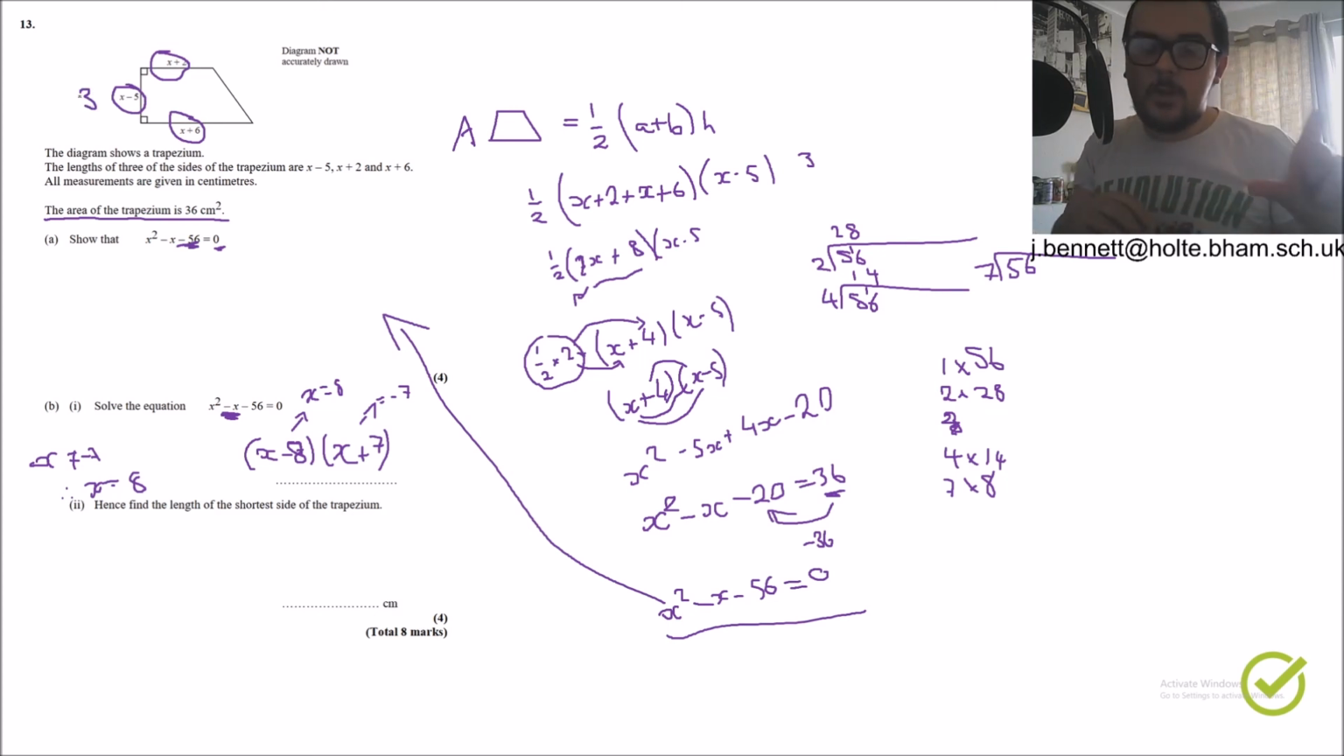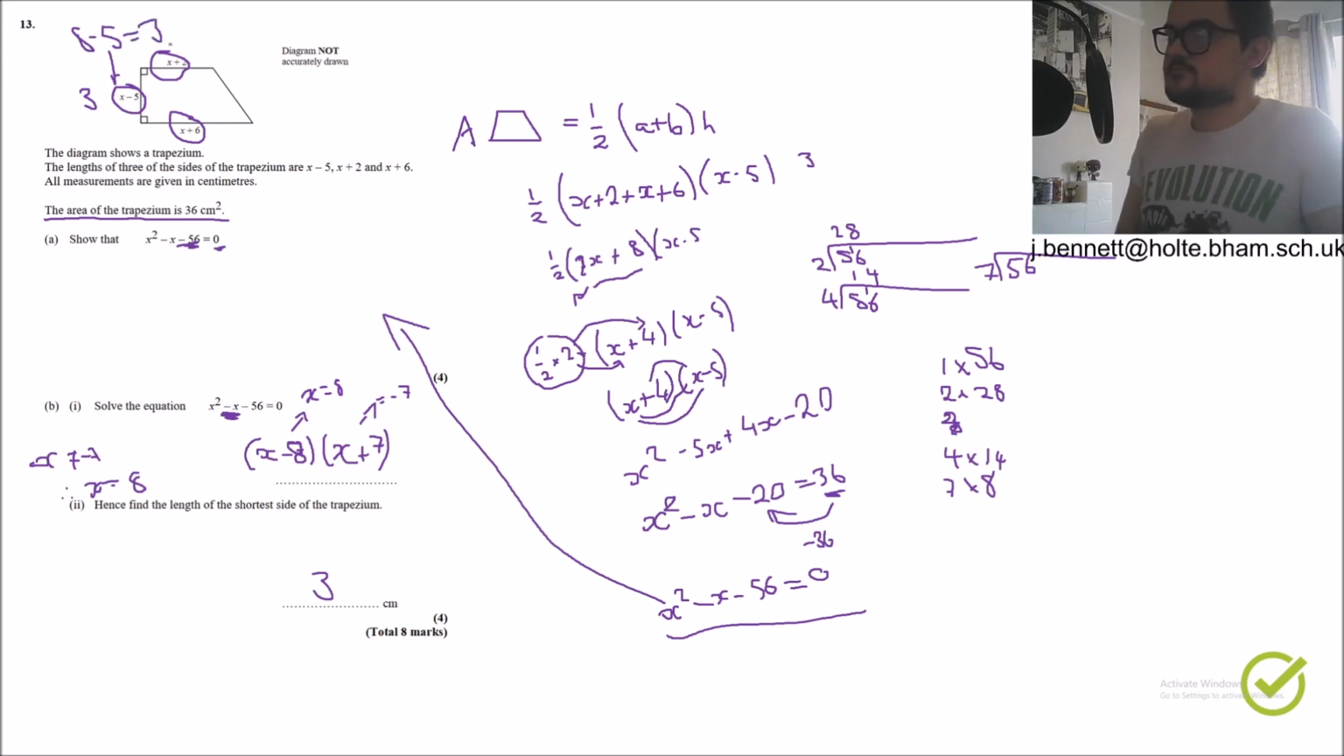If you've got a number and you want the shortest side, and you've either got a plus or a subtraction, you want the smallest number. So you do the thing that makes the value smaller, you subtract. So we want here 3, because when x equals 8, 8 minus 5 equals 3. And that is the answer to that question.